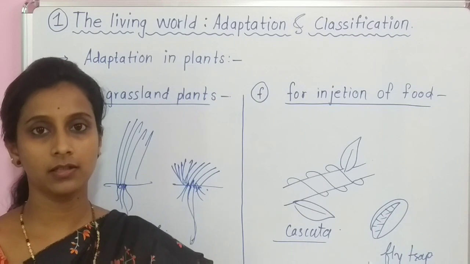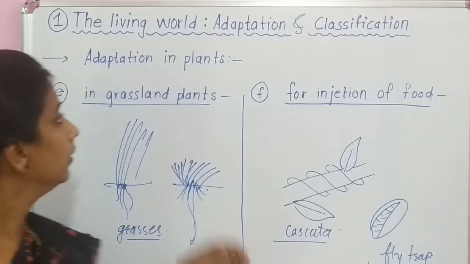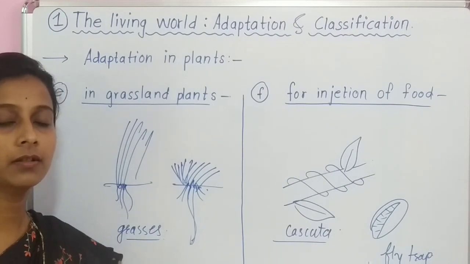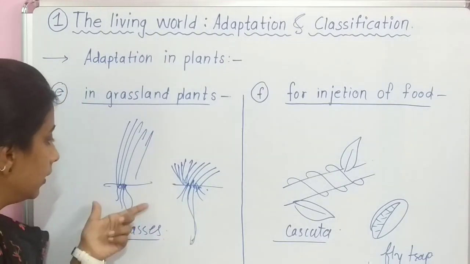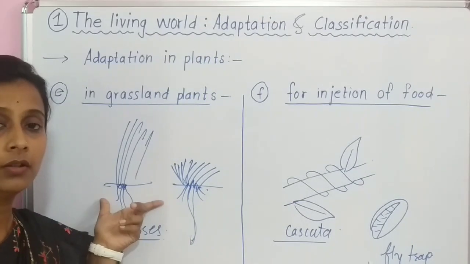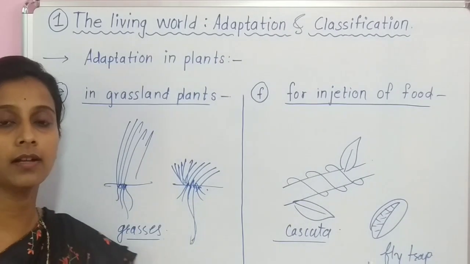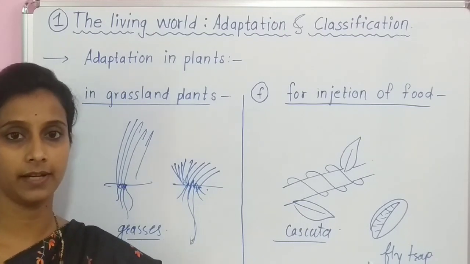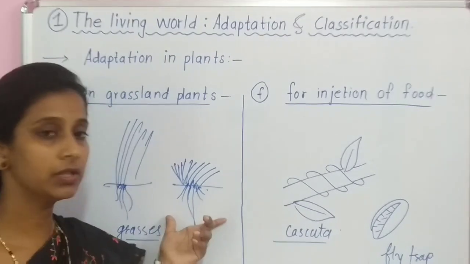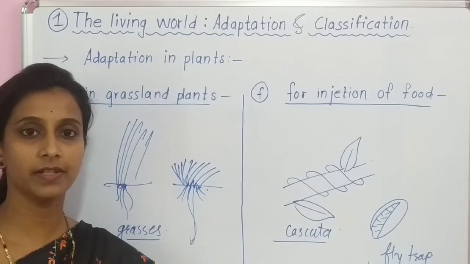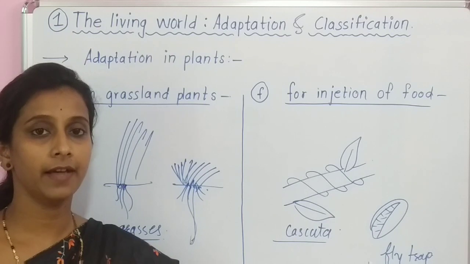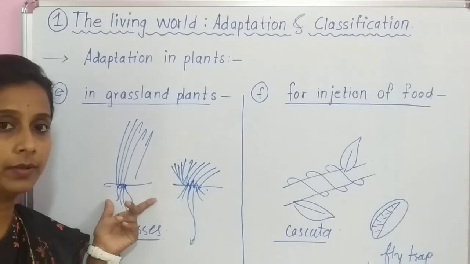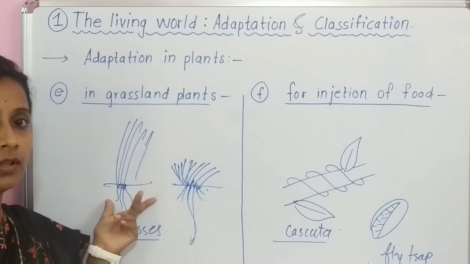Now the next type of adaptation is the adaptation in grassland plants. If we see the grassland plants, they have fibrous roots. This type of root avoids soil erosion in grassland habitats. Some animals like rabbit and tiger are present in grassland regions and they hide in this type of grasses. So they have only fibrous roots to avoid soil erosion.